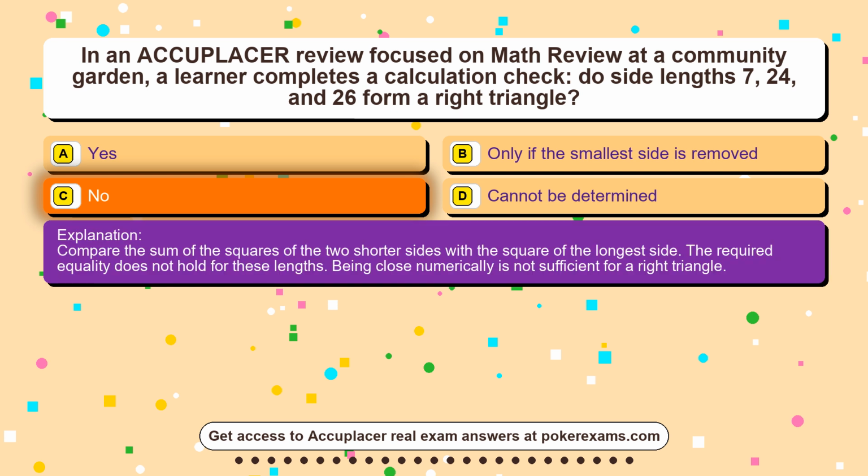Compare the sum of the squares of the 2 shorter sides with the square of the longest side. The required equality does not hold for these lengths. Being close numerically is not sufficient for a right triangle.